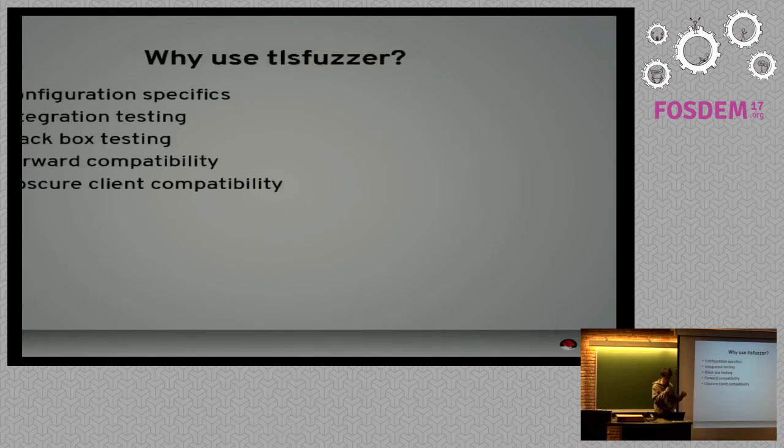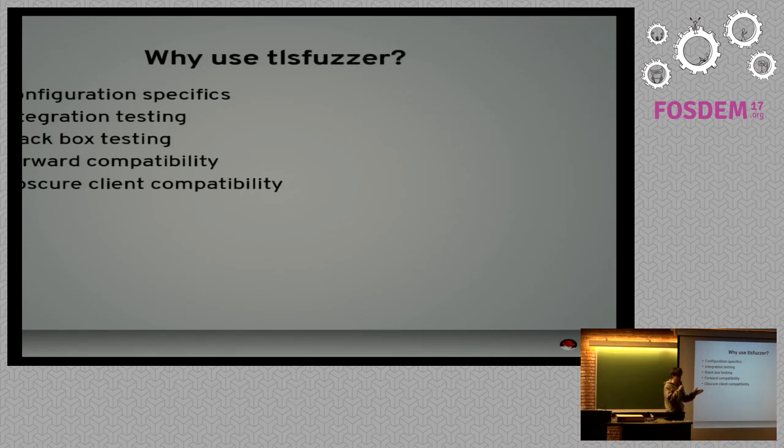So why should you use TLS fuzzer? We will be testing TLS implementations, and hopefully most of the libraries that we don't ship will start using TLS fuzzer. The problem is that some things are configuration specific, and insecure behaviors may be caused by changes in configuration. There are callbacks in the libraries. So if you have callbacks, those callbacks may cause your server to be insecure despite the underlying TLS library being secure. So that helps with integration testing.